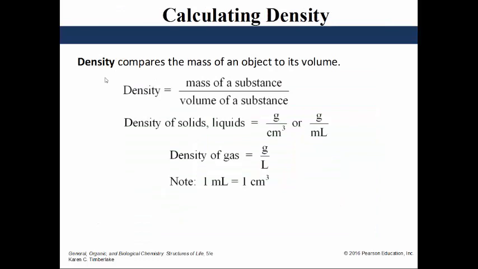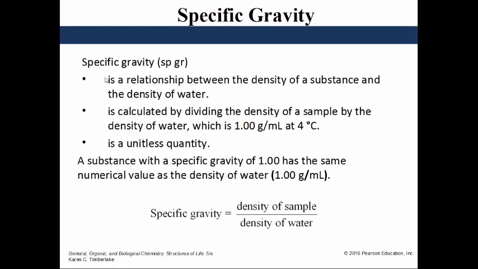Like mentioned on a previous slide, the formula for calculating density is the mass of the substance divided by the volume of the substance. For a solid or a liquid, that can be represented by grams per cubic centimeter or grams per milliliter. The density of a gas is going to be grams per liter. You can represent these two separate ways because 1 milliliter is the same thing as a cubic centimeter.